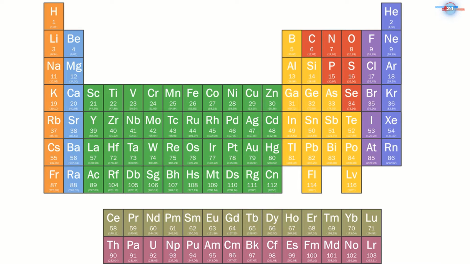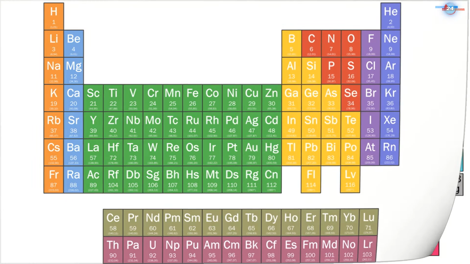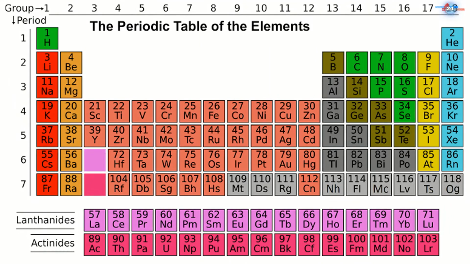Now, if you look at the periodic table, it is divided into 2. It has rows and it has columns. The rows are called periods. The columns are called groups. So mainly the periodic table is made up of periods and groups.